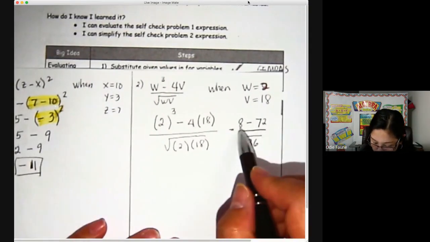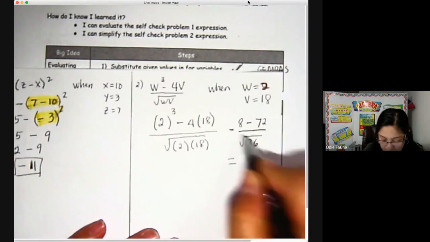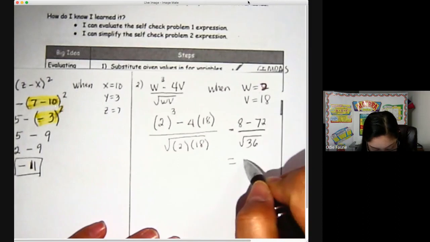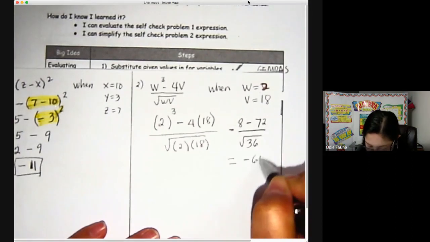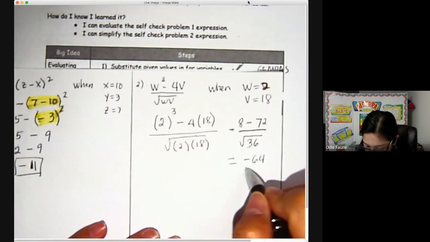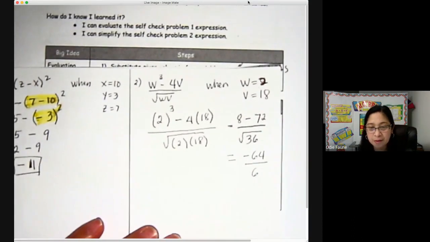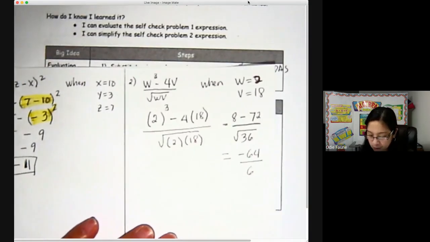Then let us continue. Subtract the top. 8 minus 72 is negative 64. And the square root of 36 is 6. So we get a negative 36. Square root of 36 is 6. So do we stop here?